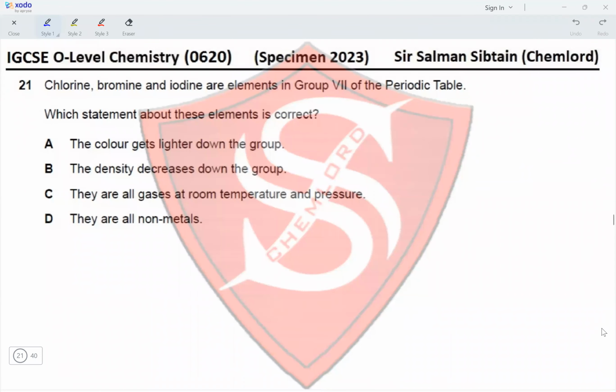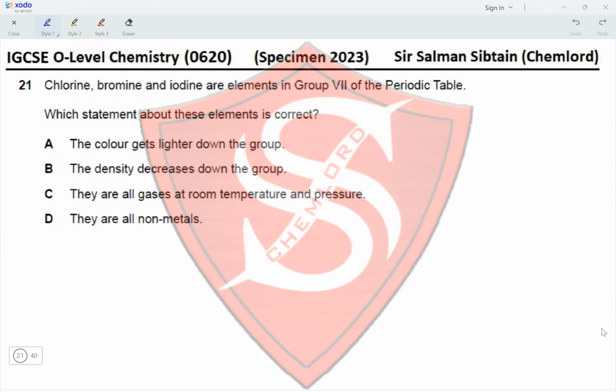Hi guys, this is IGCSE O-Level Chemistry, Paper 22, Extended MCQs, Specimen 2023, Question 21. Chlorine, bromine, and iodine are elements in group 7 of the periodic table. Which statement about these elements is correct?